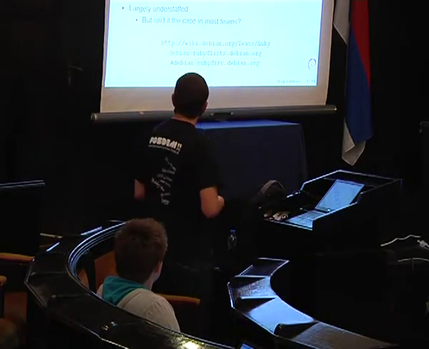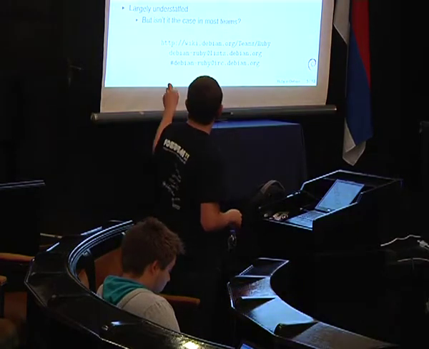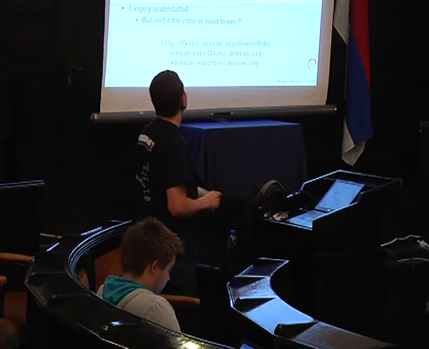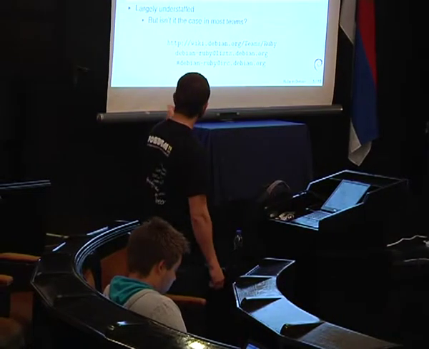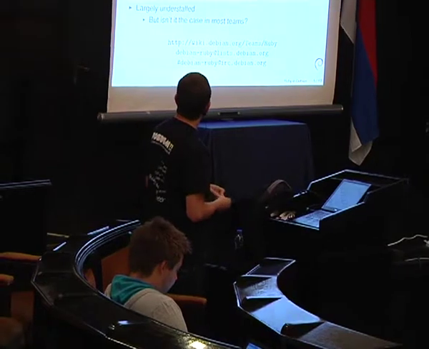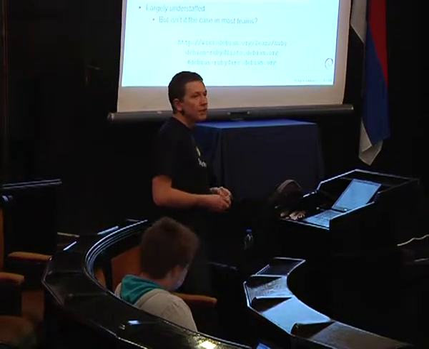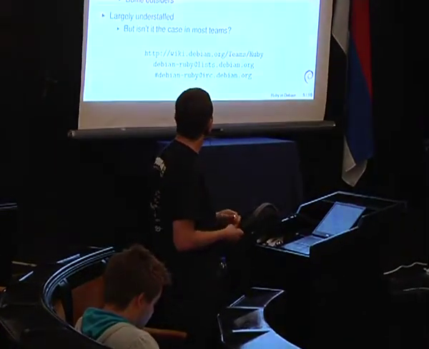So Ruby in Debian is maintained by two teams. The first one is pkg-ruby, which maintains the interpreters. That's Ruby 1.8 and Ruby 1.9.1. That's Akira, Daigo, and me. And there's a second team, which is called pkg-ruby-extras, which maintains Ruby libraries and applications, not necessarily all of them.